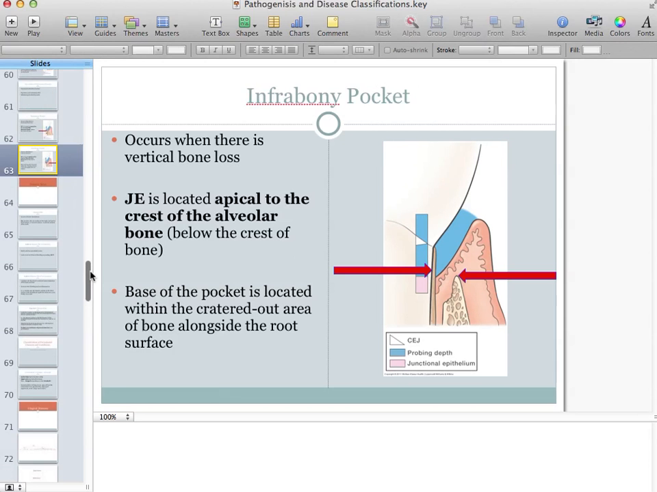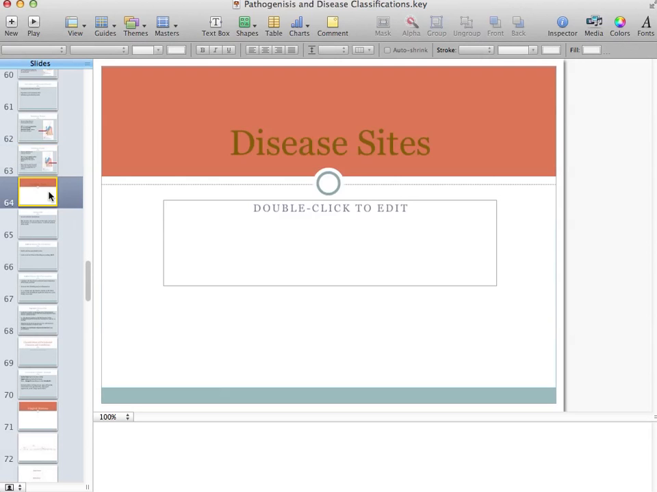Infrabony pockets, there is vertical bone loss. Junctional epithelium is apical to the alveolar bone. So this type of pocket, the junctional epithelium is now breaking into the bone. Okay? All right, so that is part 1 of pathogenesis and disease classifications.